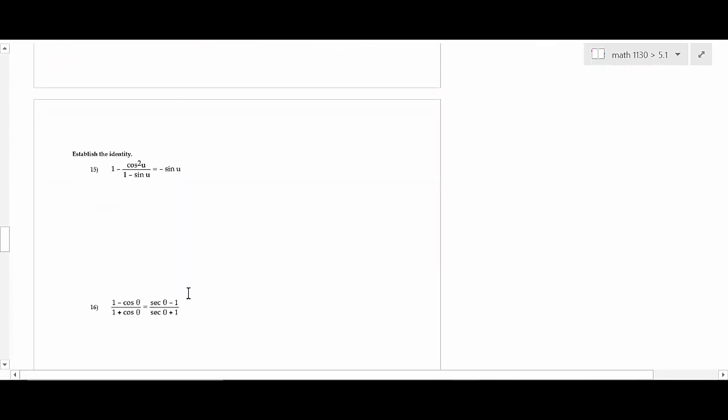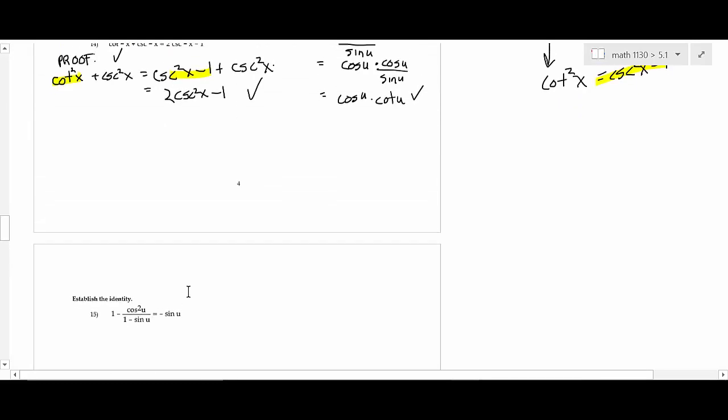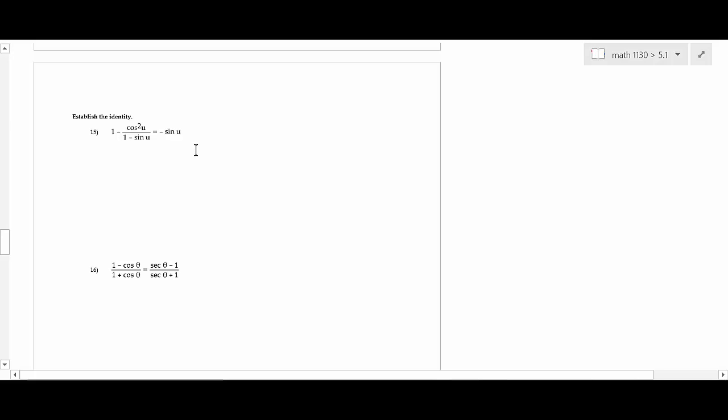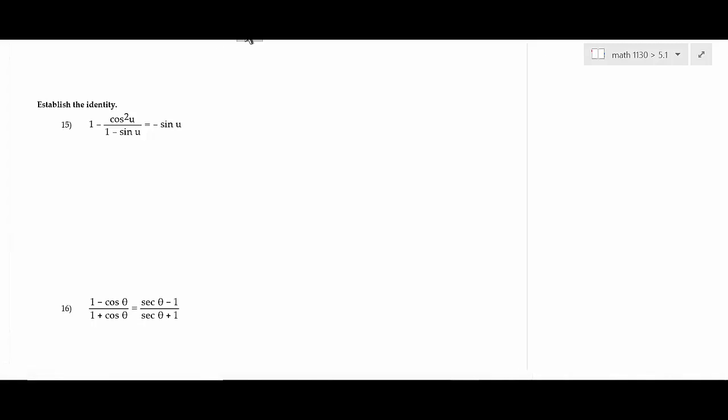Okay, let's go to these next here. Now, these are the ones where you start getting into some fractions, where they can get a little bit more difficult. So what I want to go ahead and do on this then is let's do a proof on number 15. Okay, so we're going to write the word proof, and the side that's more complicated is pretty obviously the left side. So let's write down 1 minus cosine squared u over 1 minus sine u like that.